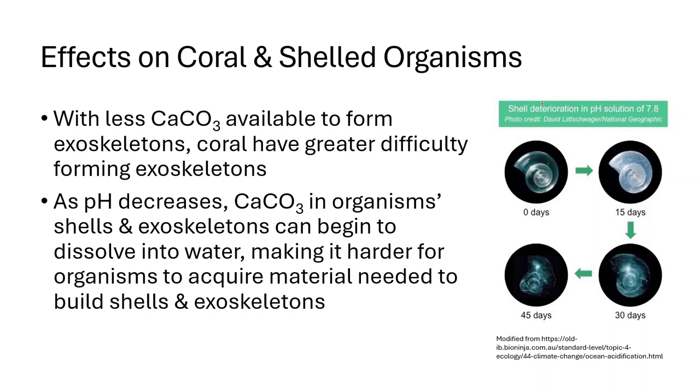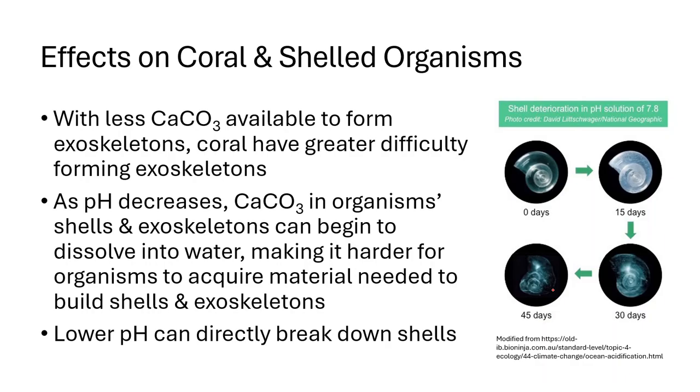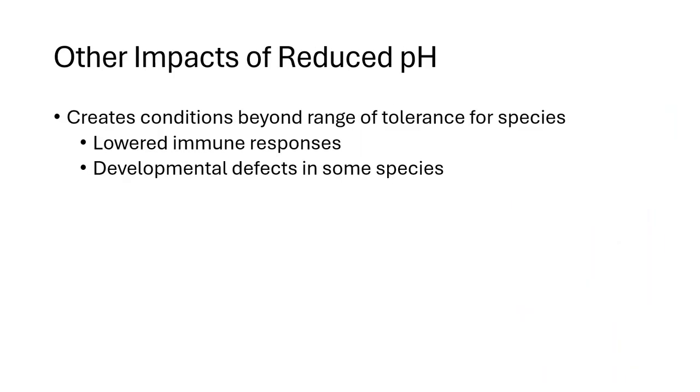So this image is from an experiment where they took shells of organisms and put them in a pH solution of 7.8, so a highly acidic solution, which is what some estimates say the pH of the oceans will be by about the year 2100. And what they saw was rapid deterioration or dissolving of the shells. That's also because the acid can directly break down the shells of these organisms.